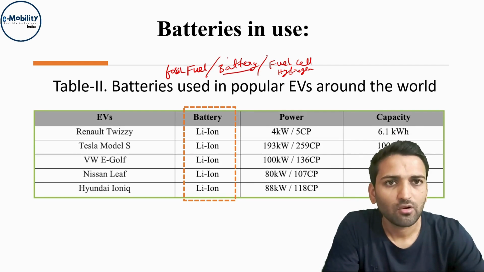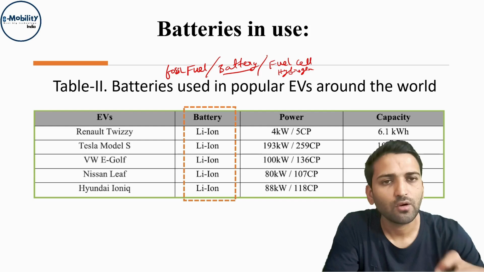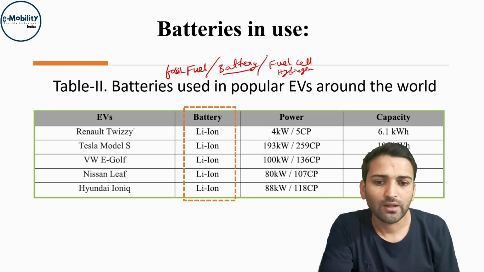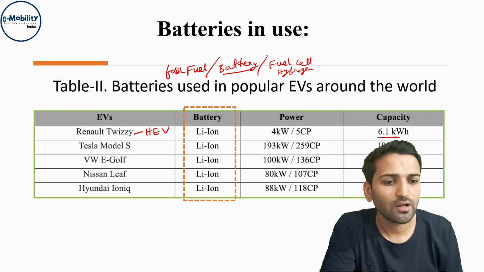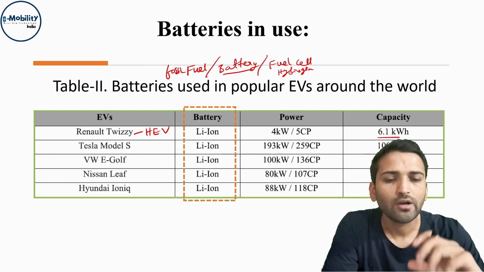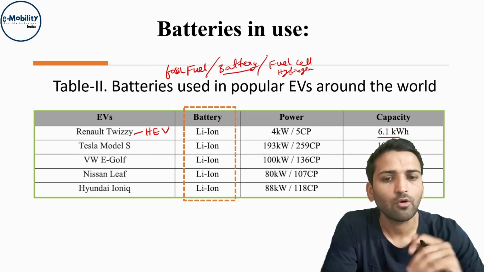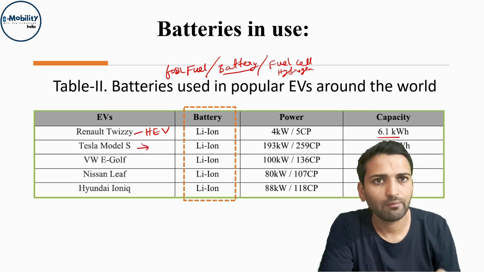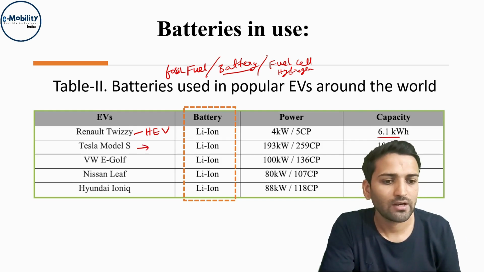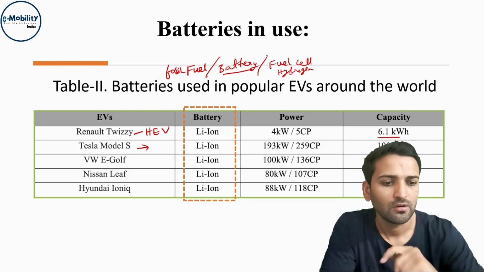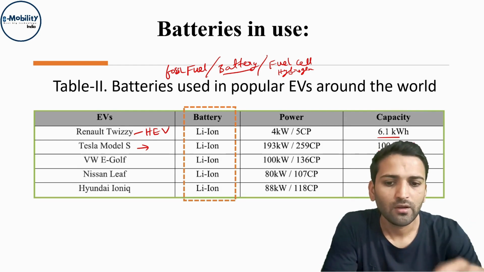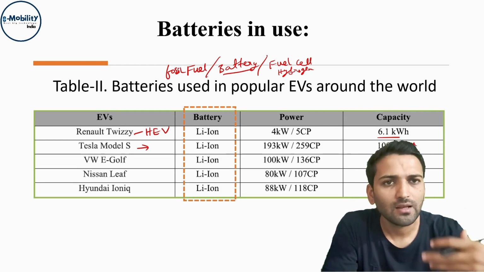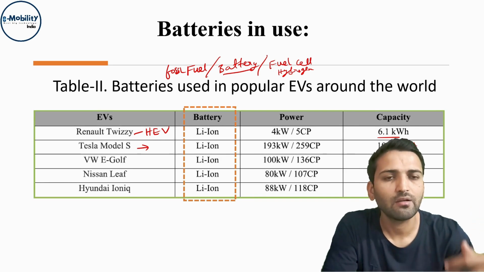So why are we focusing on batteries? Because most of the manufacturers worldwide are using batteries, and that too lithium-ion batteries. So whether it is a hybrid electric vehicle like the Renault Twizy, where it is using a low capacity of battery, or it is a full battery electric vehicle like the Tesla Model S. The Tesla Model S is a pure battery electric vehicle where all energy is coming from the battery alone, so it uses a high capacity battery, that is 100 kilowatt hour.